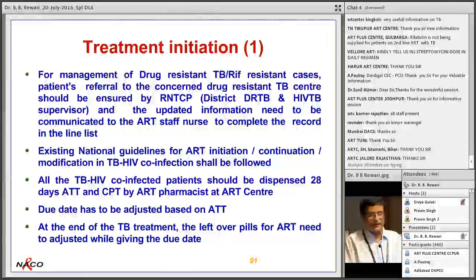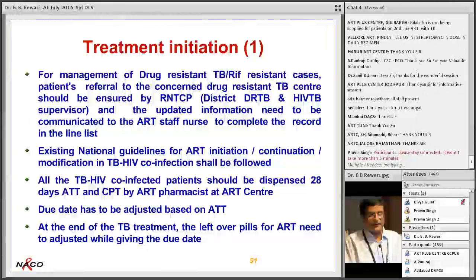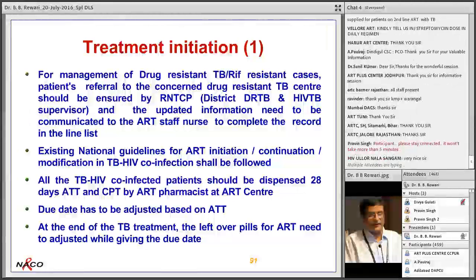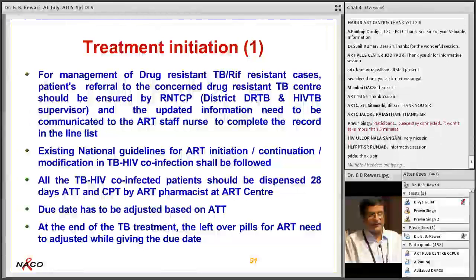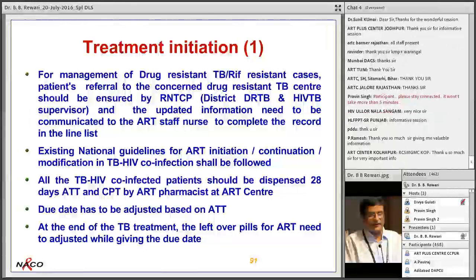These drugs which are being dispensed for ATT are for 28 days. They are to be dispensed for 28 days, so the due date for ART has to be adjusted accordingly. This patient will get ART also, though a 30-pill box, but he will be called at 28 days. At the end of the TB treatment, that is after 6 months, leftover ART pills will be adjusted while giving the due date.